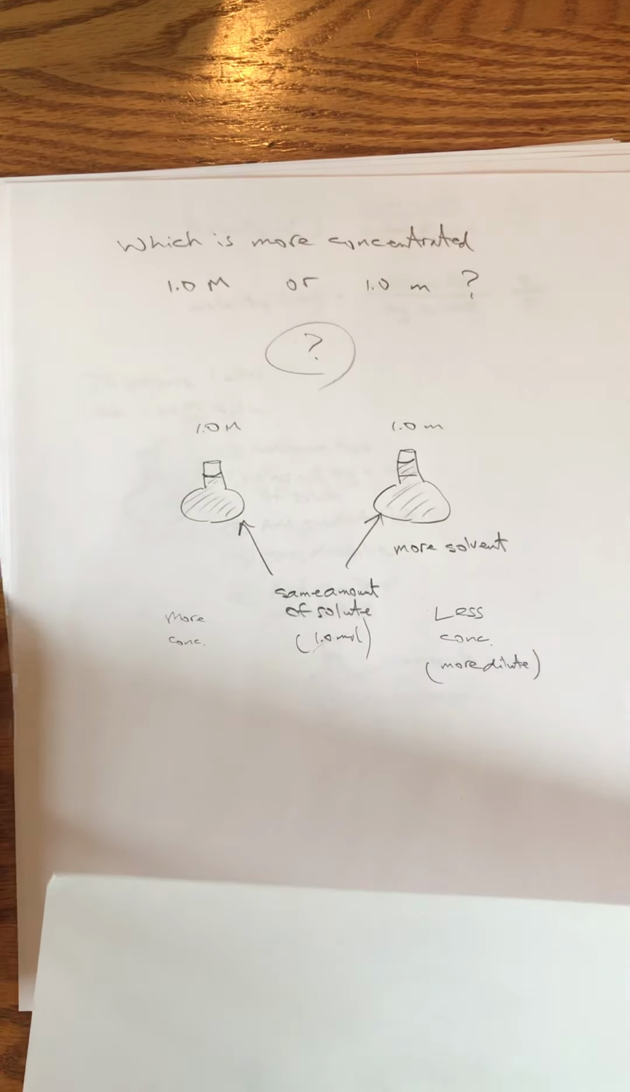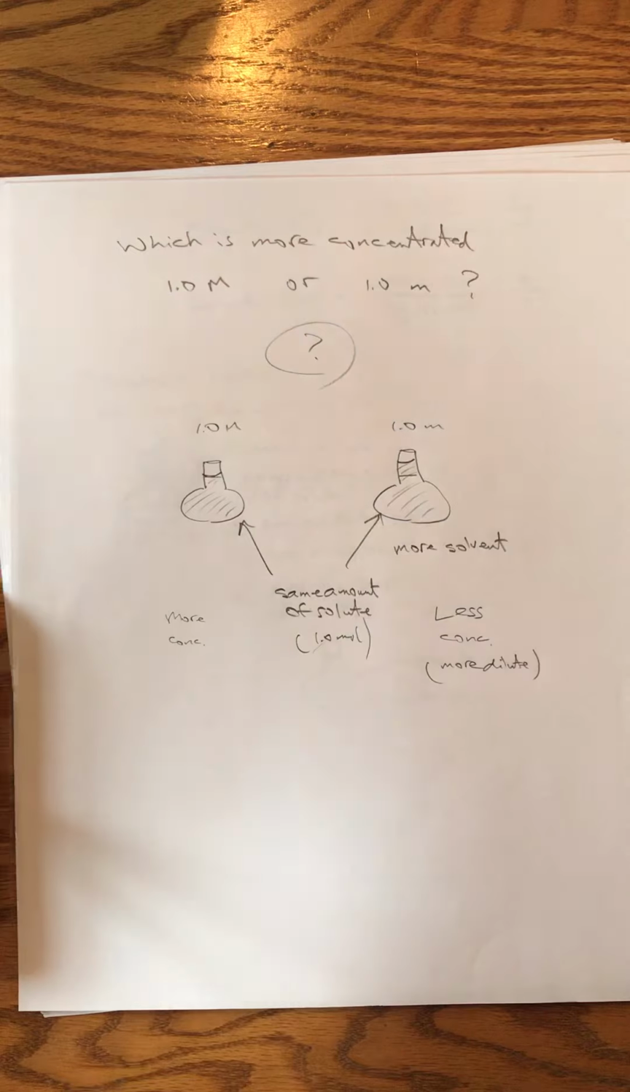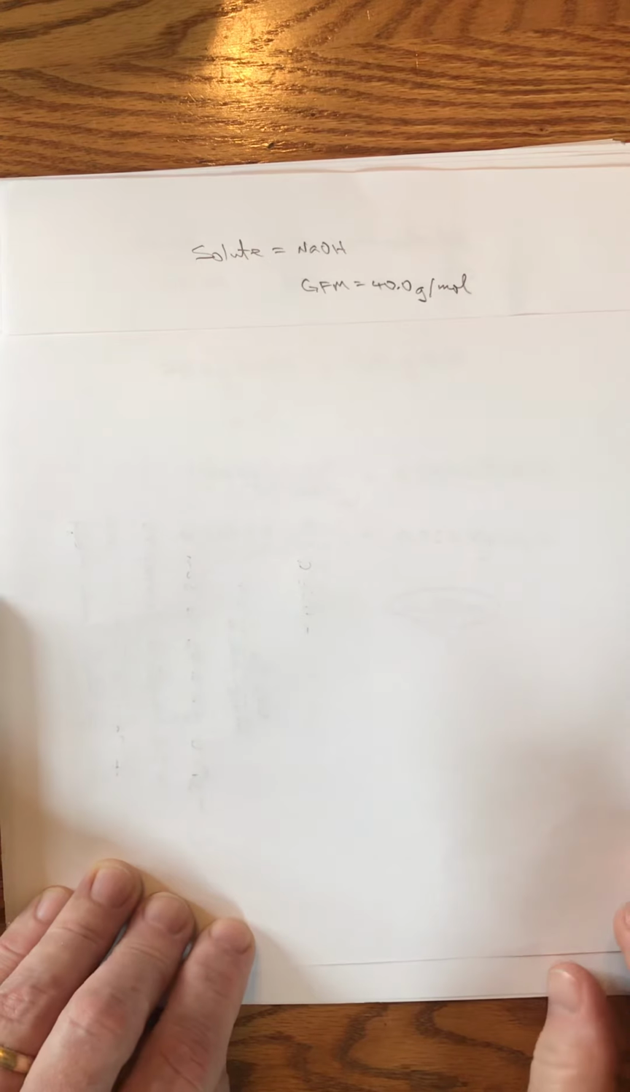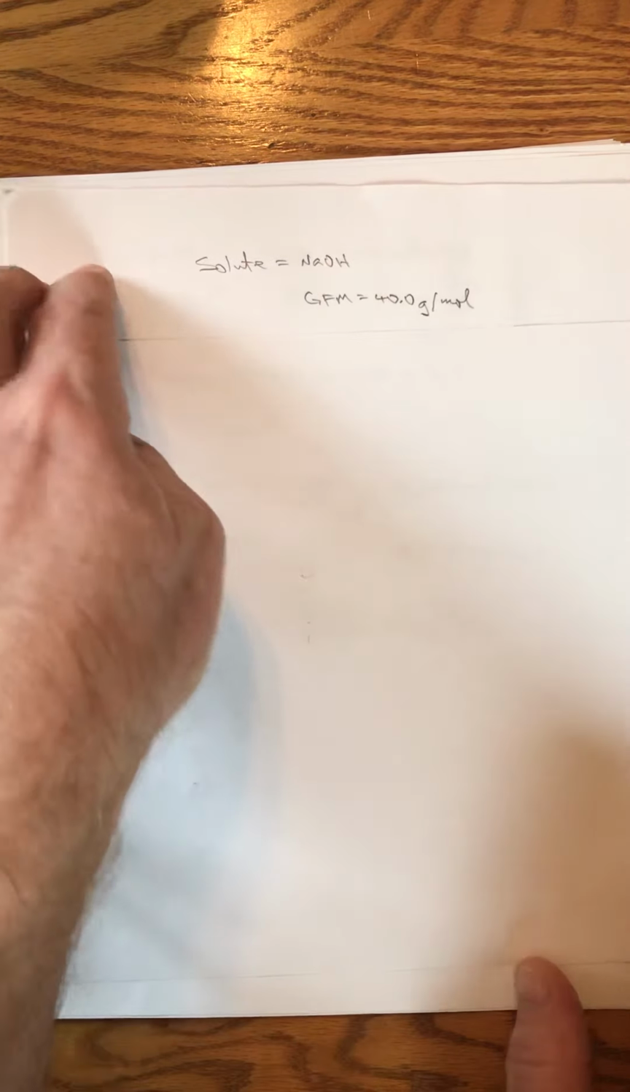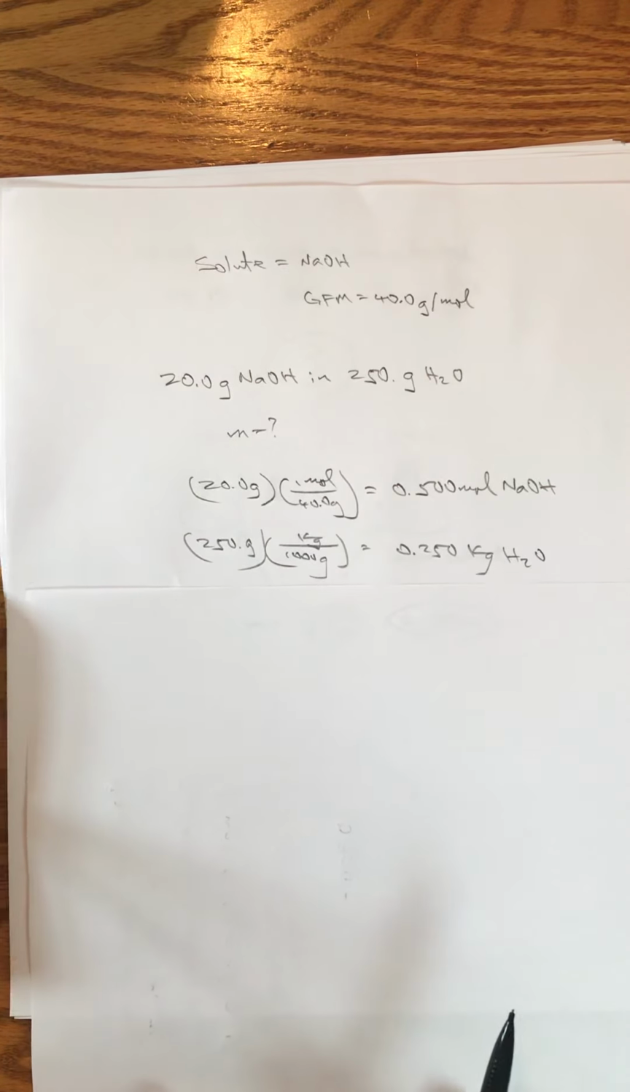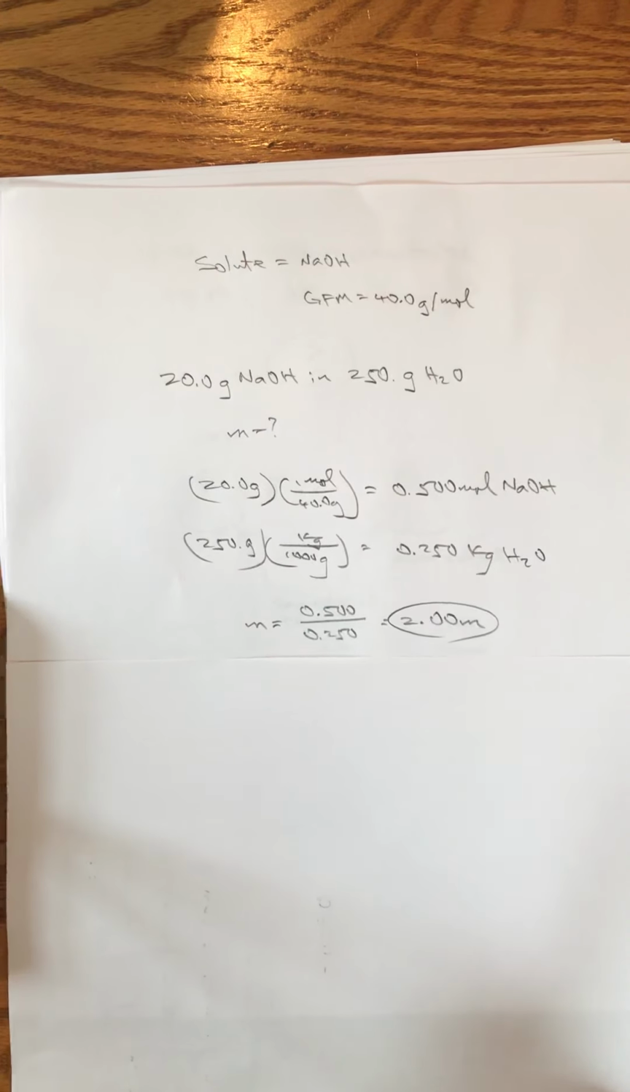Let's do a few questions based on molality. So let's start with something simple. Let's use our solute of sodium hydroxide. It's got a simple GFM, 40.0 grams per mole. If I take 20 grams of sodium hydroxide and dissolve it into 250 grams of water, what's the molality? Well, 20 grams of sodium hydroxide is half a mole. 250 grams of water is 1/4 of a kilogram. Put your moles over your kilograms, it's a 2 molal solution.